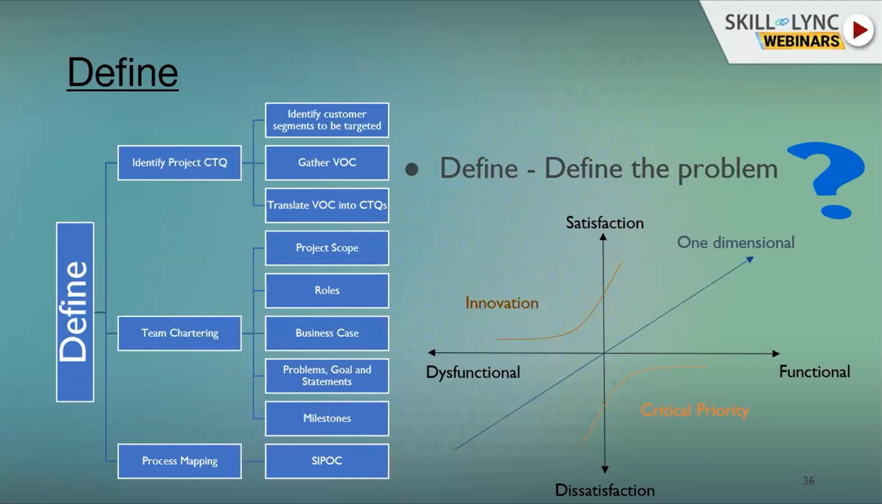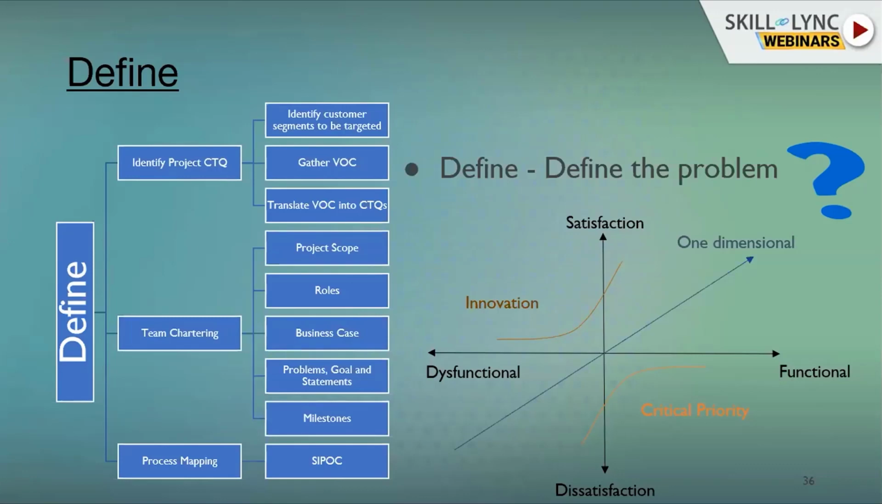Then there is process mapping, SIPOC. SIPOC is nothing but supplier, then input, then process, then output, then customer. So this is a SIPOC model. What we say is the complete supply chain is looked into and mapped. That is process mapping.